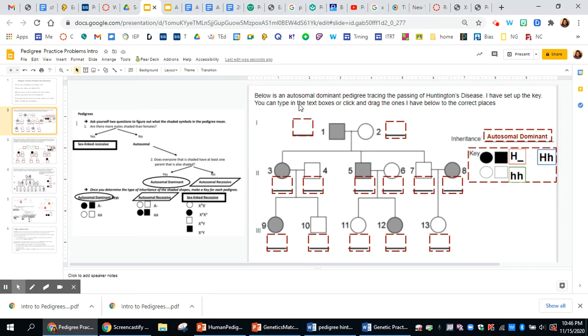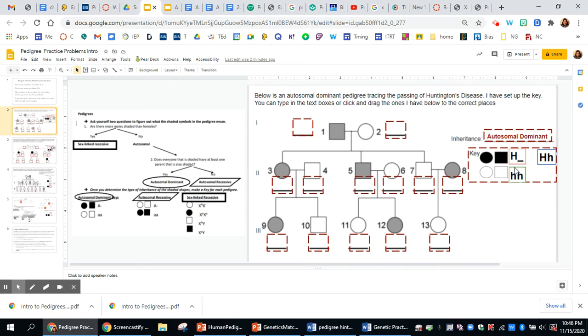So this problem says below is an autosomal dominant pedigree tracing the passing of Huntington's disease. And I've set up the key. So I've already told you it's autosomal dominant. So right away, you would go here and you'd see that means that the ones that are shaded in would have the capital letter. Now, because for the dominant trait, you only need one allele, we don't know if it's big H, big H or big H, little h. And so we're going to have to try to see if we can figure that out by working backwards. That means that the lowercase letter, two h's, are going to be the not shaded in ones.